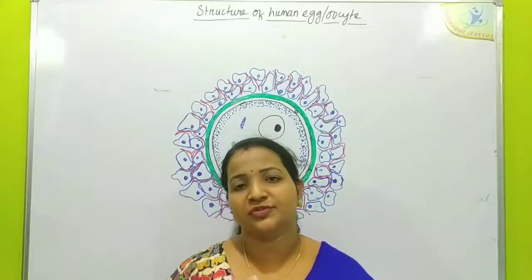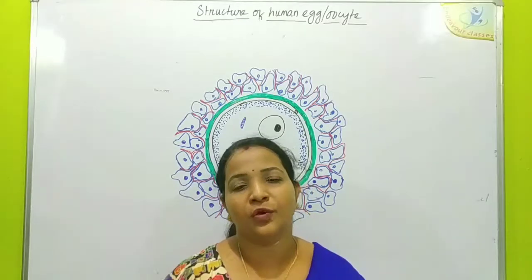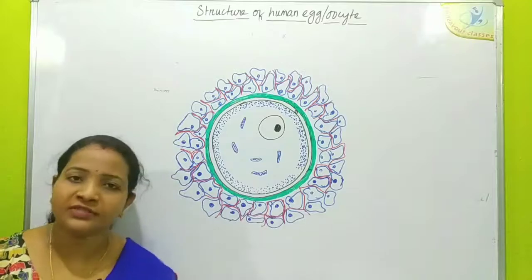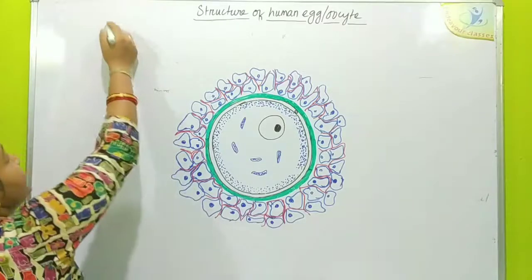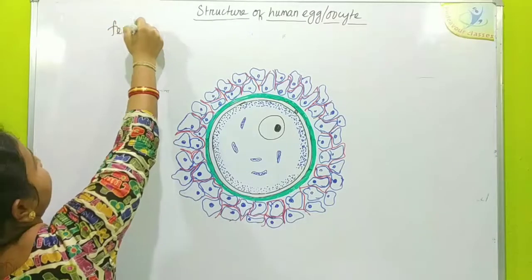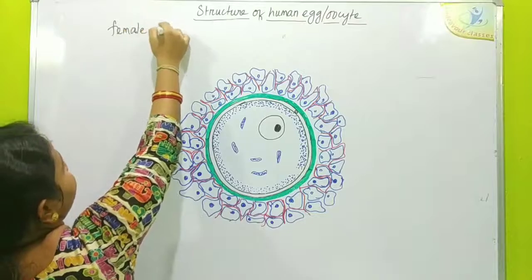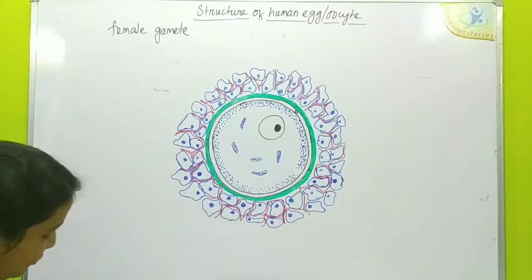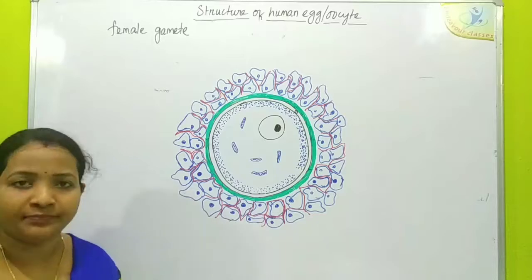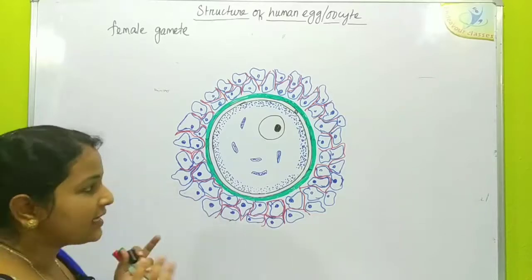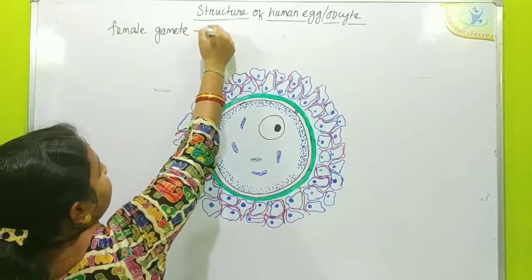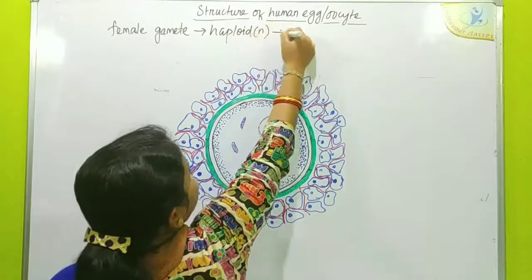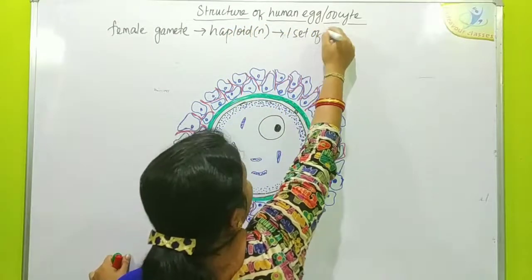Let us discuss the structure of the human egg, or ovum, or oocyte. The human egg is the female reproductive cell, or female gamete, which is produced inside the ovaries of a female by the process of oogenesis, and usually gametes are haploid. So like sperms, these are also haploid. That means they contain only one set of maternal chromosomes.